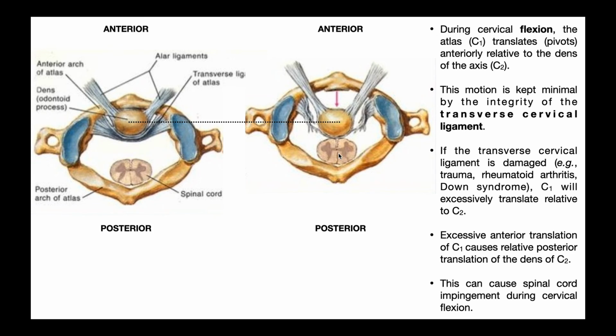And myelopathies produce all sorts of upper motor neuron signs. We'll talk about those in future videos. But hopefully this video gave you a good foundation for the function of the transverse cervical ligament and what happens when it becomes compromised.